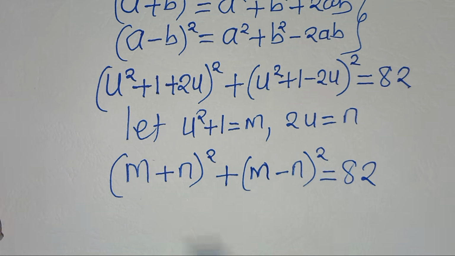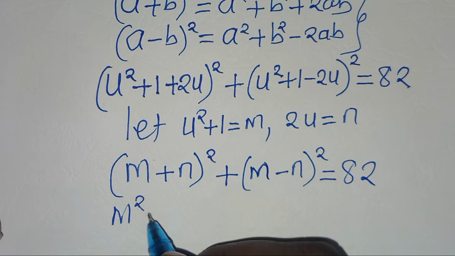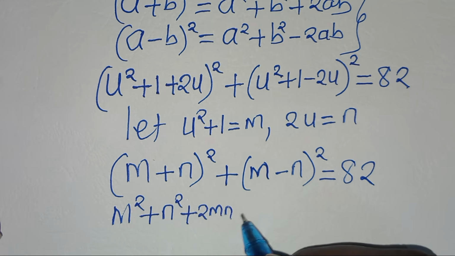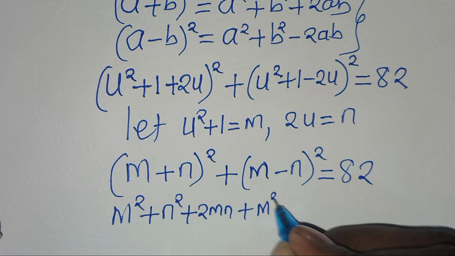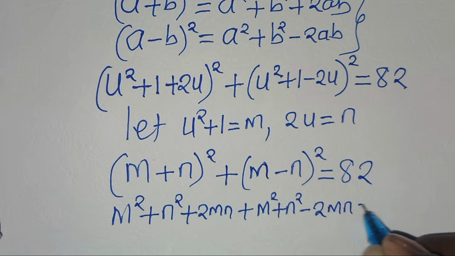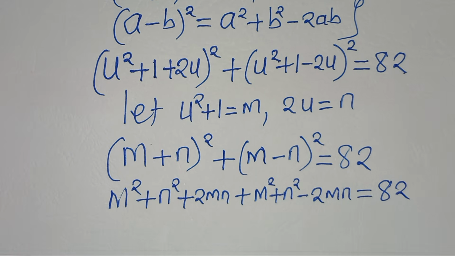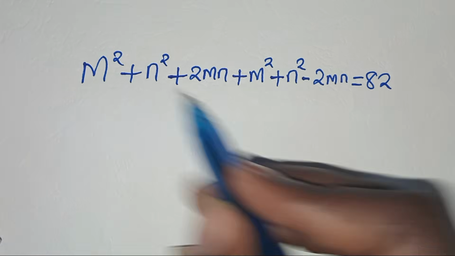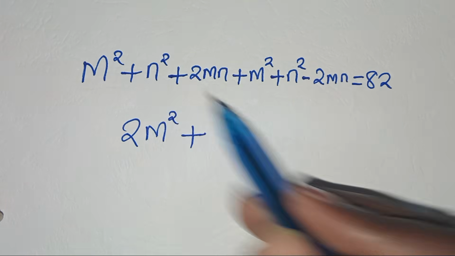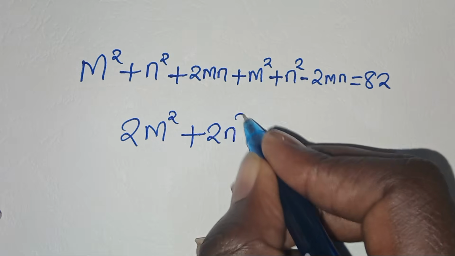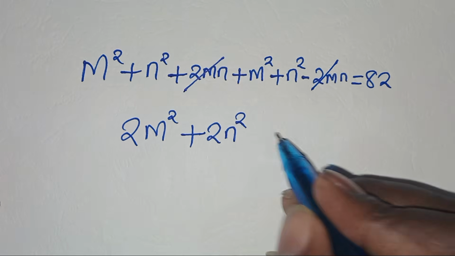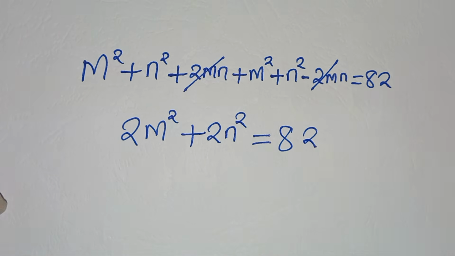Now, let's expand this. So we have m squared plus n squared plus 2mn, then plus m squared plus n squared subtract 2mn. This is equal to 82. Now we have m squared plus m squared. This is 2m squared, then plus n squared plus n squared. This is 2n squared, then plus 2mn minus 2mn. This simplifies, and this is equal to 82.